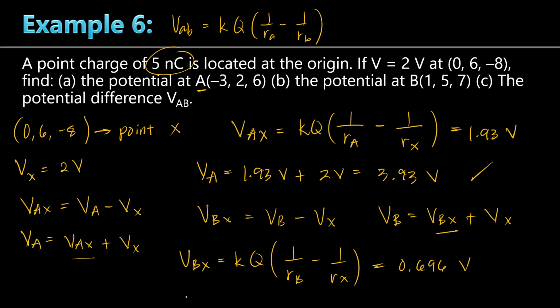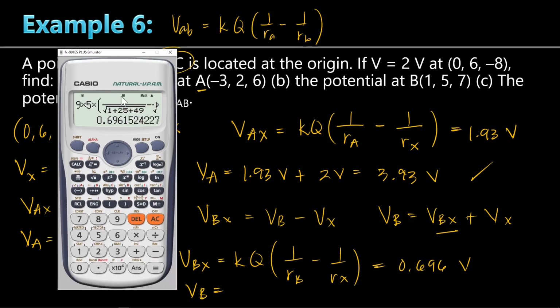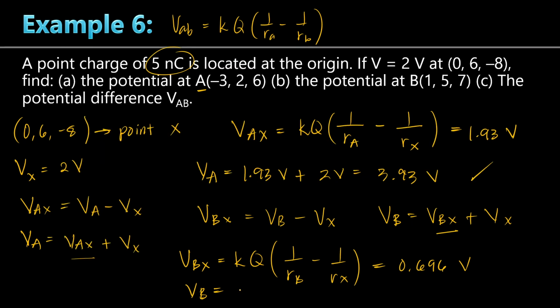So, if we know VBX, makukompute na natin yung VB. No? So, VB is equal to this VBX plus VX. Eh, di ba alam natin 2 volts yan, no? Pag dinagdagan natin to ng 2, magiging ano lang siya, 2.696, di ba? 2.696 volts. Okay, so we now have the potentials at point A and the potential at point B.